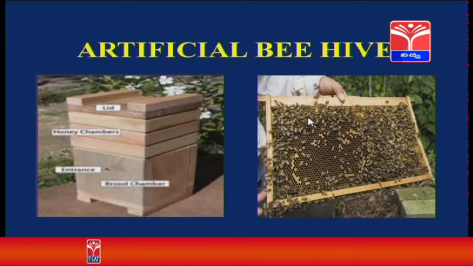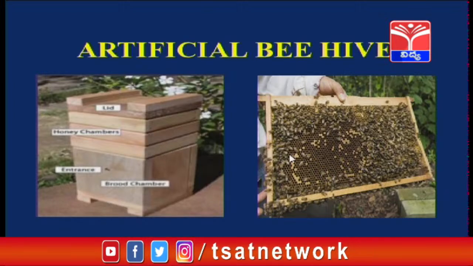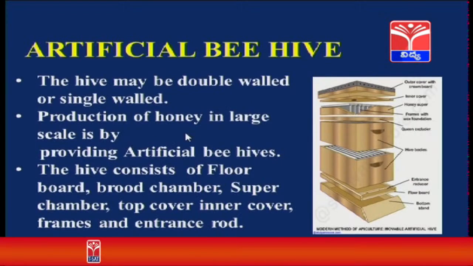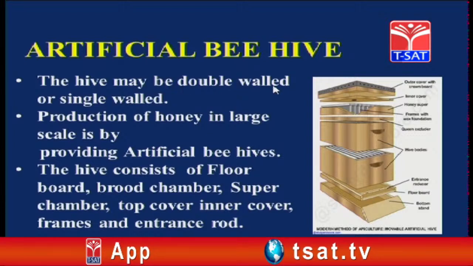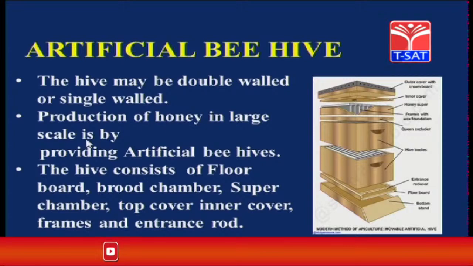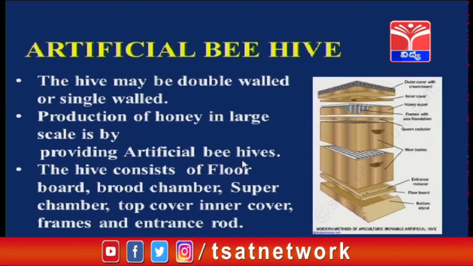Artificial beehive means naturally it is not present, but nowadays people have started commercially rearing honey bees. These are the chambers. In the artificial beehive, they collect the honey bees and put them into these chambers. And see the structure of the artificial beehive: this hive may be double walled or single walled. Production of honey on a large scale is done by providing artificial beehives.